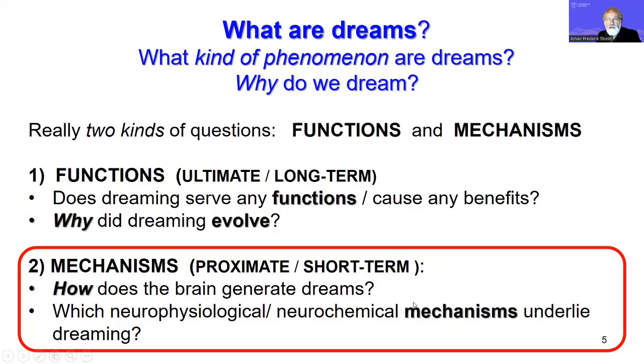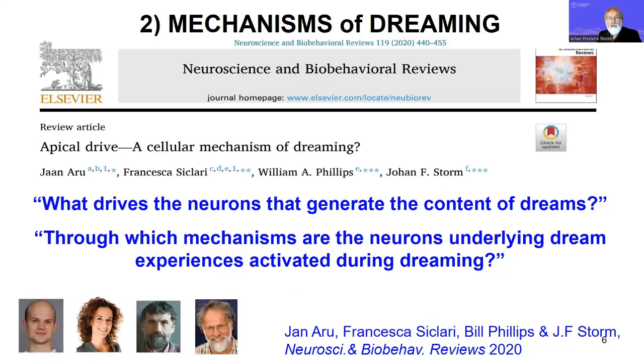I'll concentrate on these mechanisms then, and we have an idea of what might happen. What I'll say is much from this paper that we published a little more than a year ago, in December 2020, with Diana Rue, Francesca Ciclari, Bill Phillips and I. There we ask what drives neurons to generate the content of dreams, and through which mechanisms the neurons underlying dream experience are activated during dreaming. This is really what I'm going to talk about.